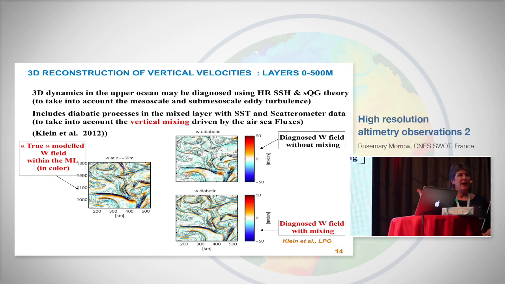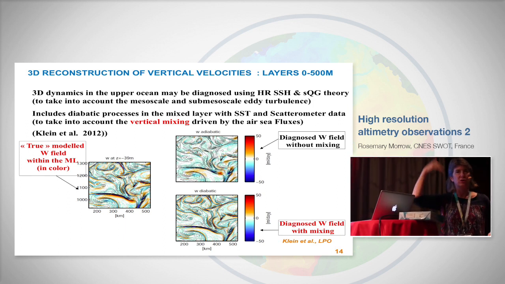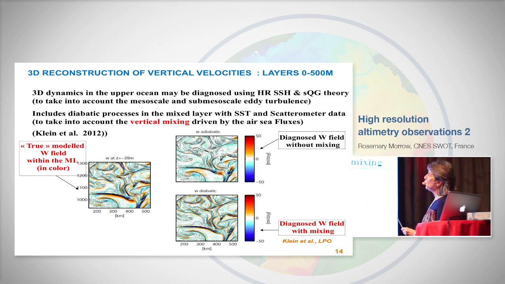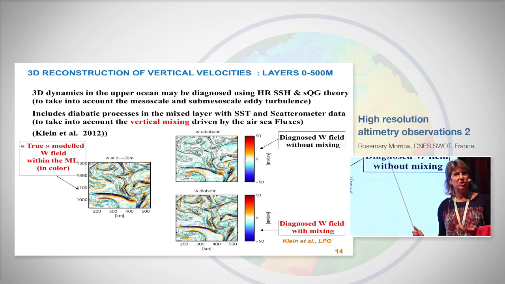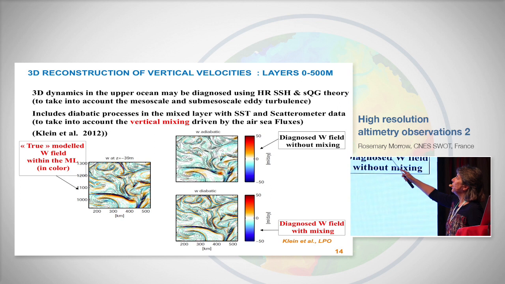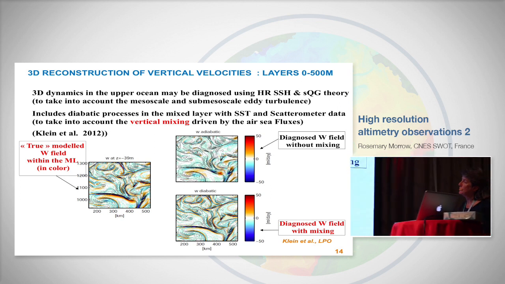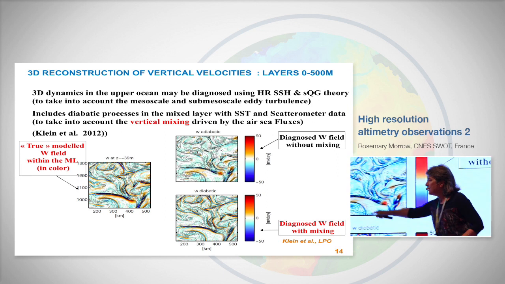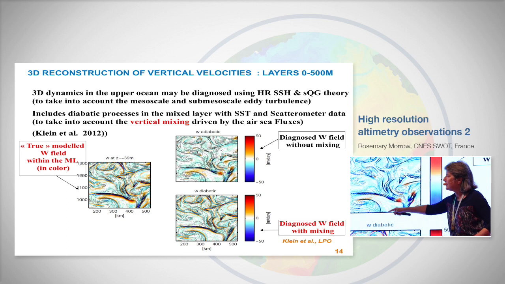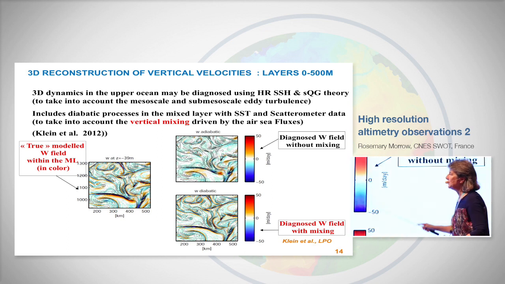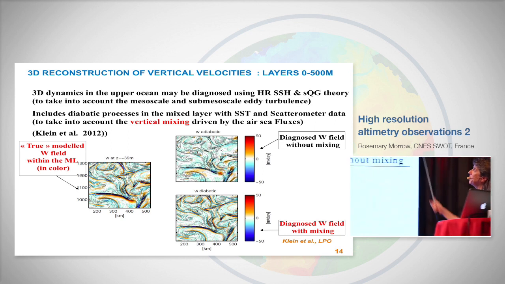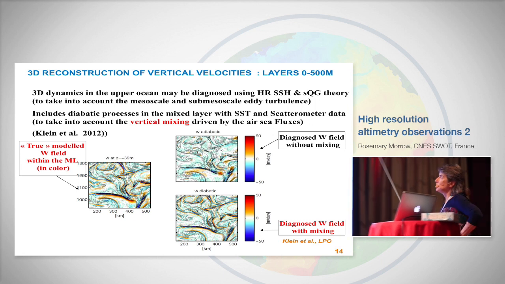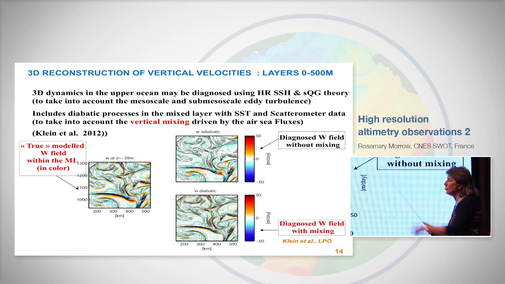People are also trying to see how you might take that information at very high resolution and reconstruct the three-dimensional circulation, and this is work using surface quasi-geostrophy and linking it to very high resolution sea surface height as we would have from SWOT, projecting it using surface quasi-geostrophy theory, and then this is the vertical velocity at 40 metres from the original model, and this is what happens if you do this sort of projection using SQG and a very detailed sea surface height, which takes into account the eddy turbulence in the surface layer.